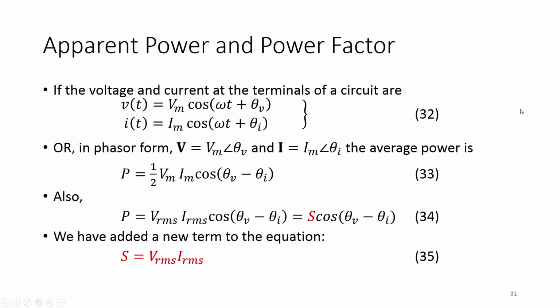Welcome to the next lecture of AC circuit analysis, in which we are going to see apparent power and power factor. We know that the voltage and current applied across some circuit element are given by Vm cos of omega t plus theta v and Im cos of omega t plus theta I, where theta v and theta I are the phase angles and Vm and Im are the peak values of the voltage and current signals respectively.